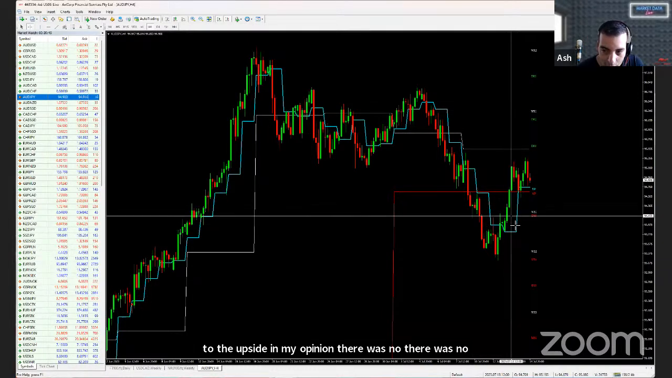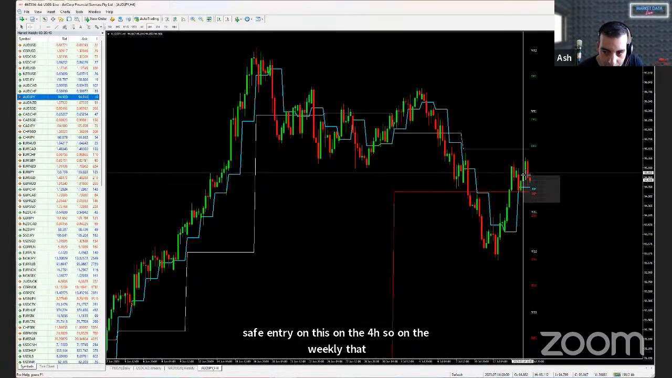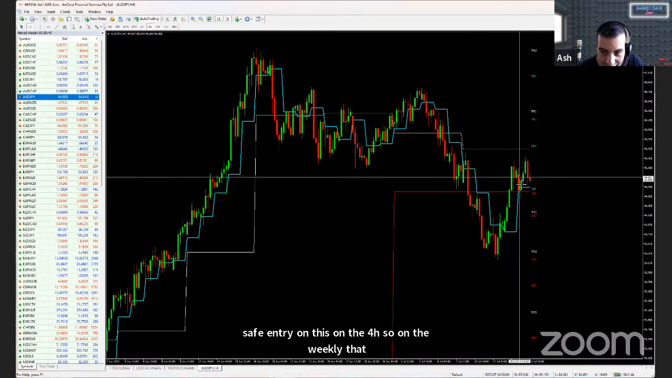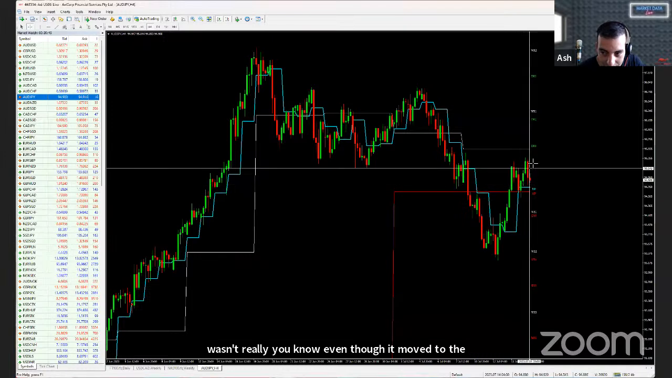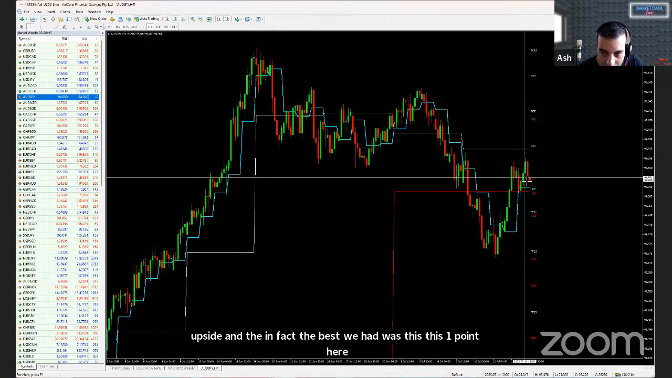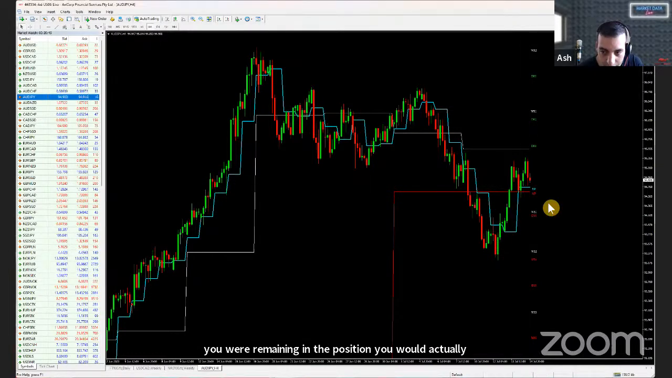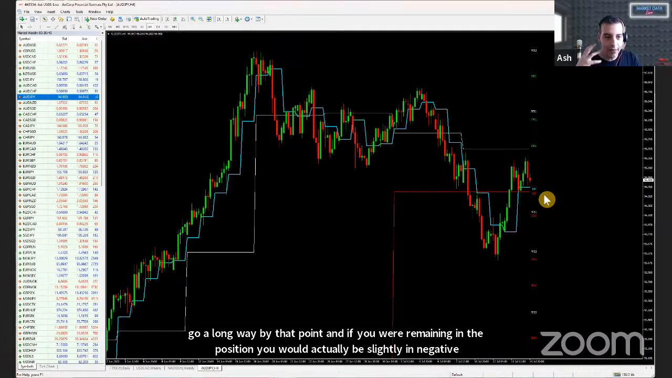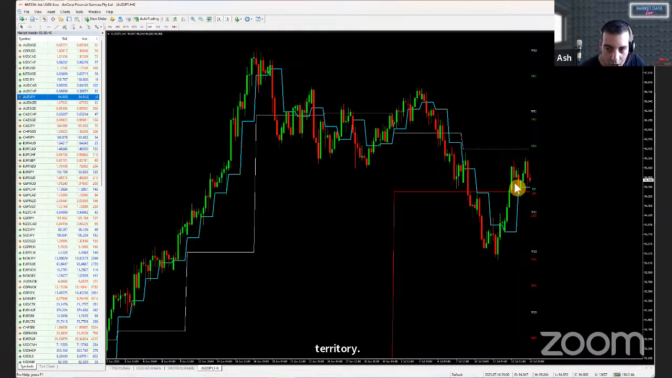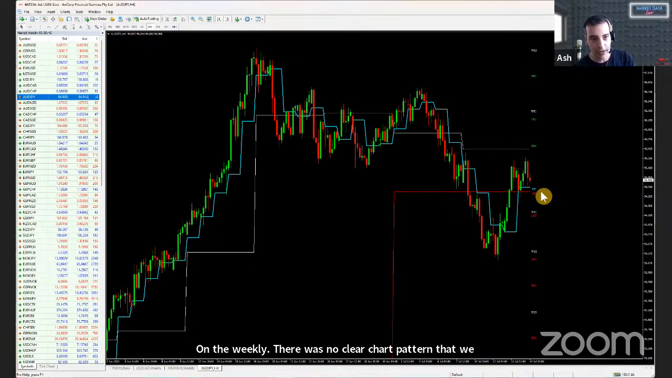So on the weekly, that wasn't really, even though it moved to the upside, and in fact the best we had was this one point here, but it had already gone a long way by that point. And if you were remaining in the position, you would actually be slightly in negative territory. So even though the Aussie yen was long on the weekly, there was no clear chart pattern that we could have traded. So that would have just been one of those things. We don't get to trade it long. We don't get to trade it short. We're actually safe in the market.